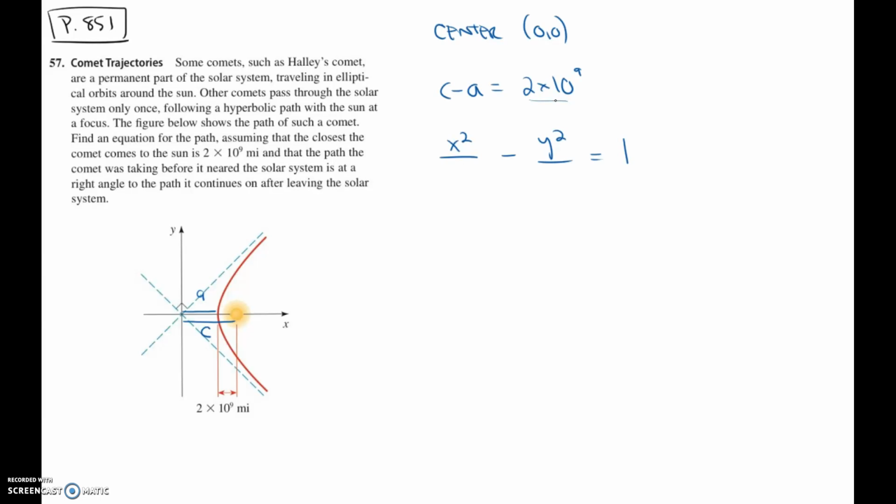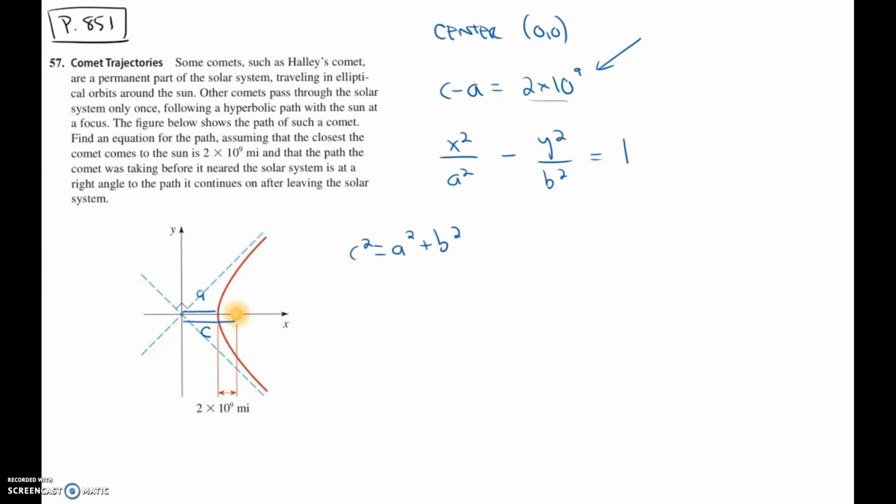So how are we going to figure out A squared and B squared? I have one equation for A and C. I also know C squared equals A squared plus B squared. So that's another equation, but I introduced another variable. Oh, you know what? I'm sorry. I was stumping myself on this one.